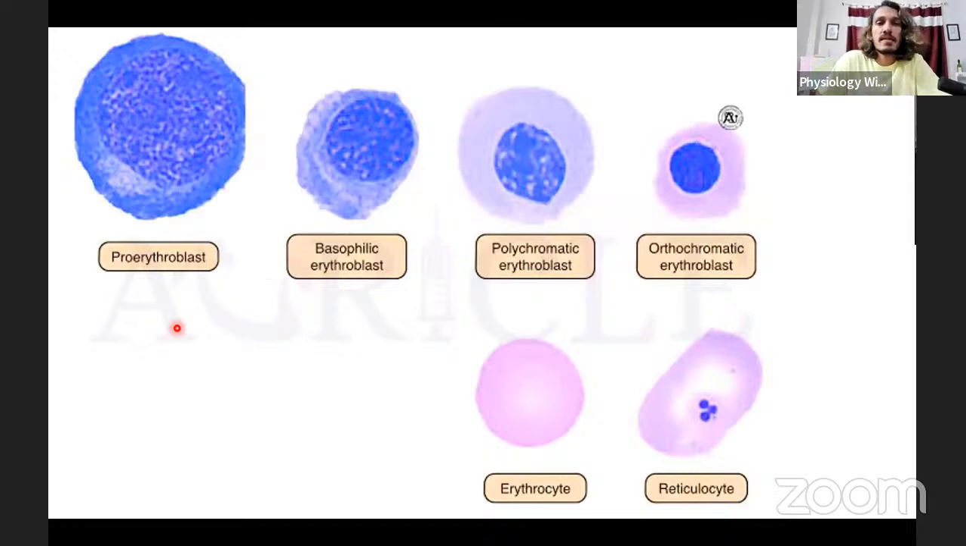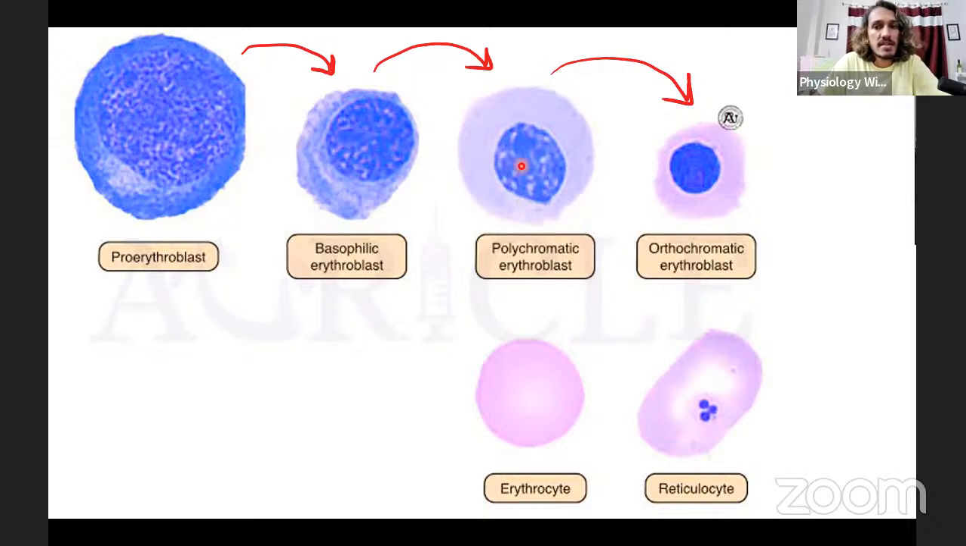Okay. So these are the various stages. You can see the proerythroblast, that becoming basophilic, blue in color. Mix of red and blue, that is polychromatic. Then, as you can see, the nucleus is becoming condensed, almost getting pyknotic, and it's extruded out. In reticulocyte, you still have some remnants which are still there. And finally, we have the mature erythrocyte.